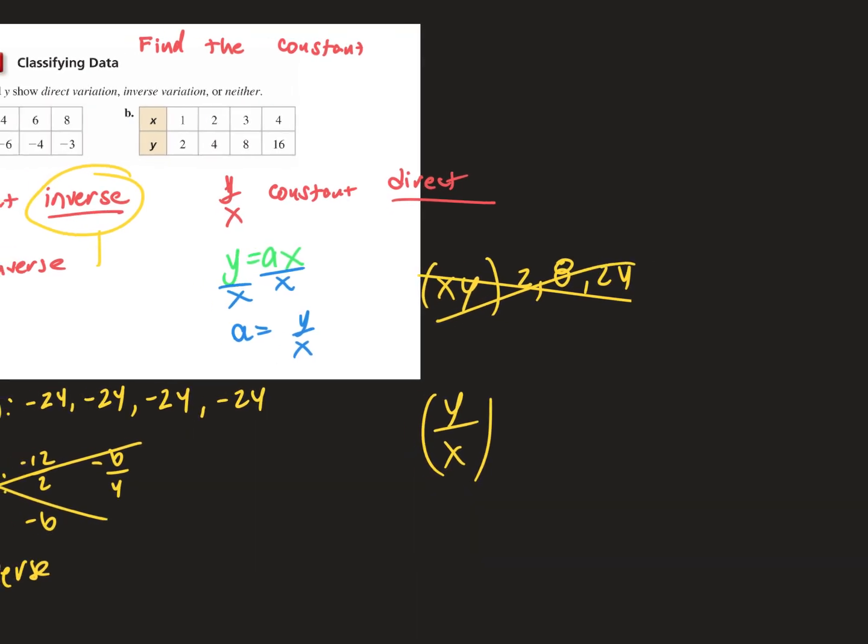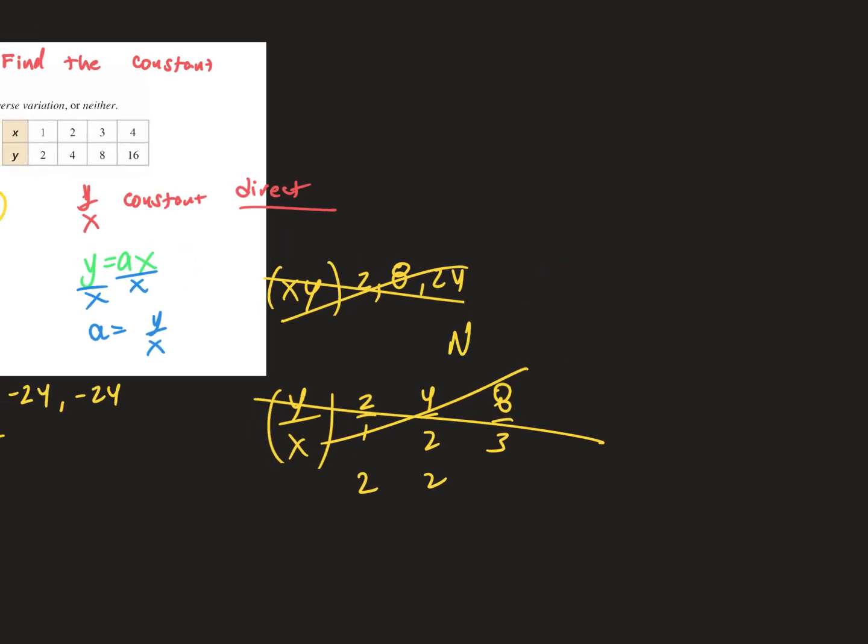What about if we divide? So 2 divided by 1 is 2, yeah? 4 divided by 2 is 2. Okay, good. What's 8 divided by 3? Is that 2 again? No. So does this work either? No. So if it's not inverse and it's not direct, what do we say that it is? Neither. Good.